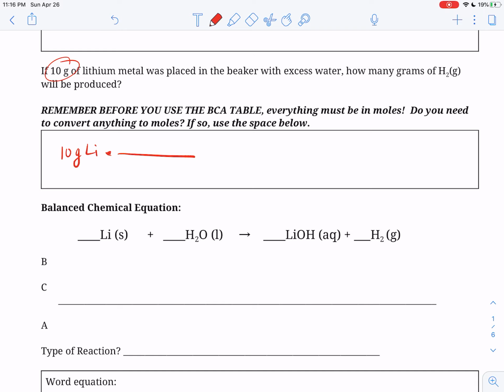Okay, so I'm going to go to the periodic table, and I'm going to see there are 6.94 grams of lithium in 1 mole of lithium. Okay, remember grams has to go on the bottom, so we'll be left with moles. And then, oops, I'm going to need a calculator. Okay, and then 10 divided by 6.94 is going to be 1.44 moles of lithium to start with. Okay, all right, so that's what we're going to start with.